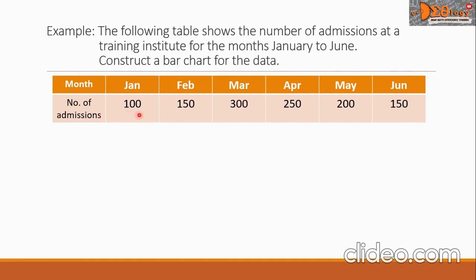The first is 100 for January, 150 for February, 300 for March, 250 for April, 200 for May, and 150 for the month of June.